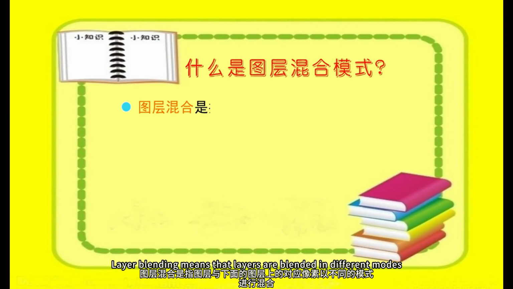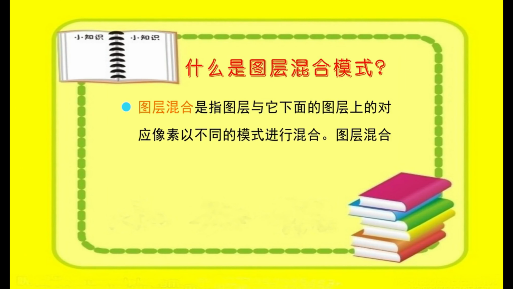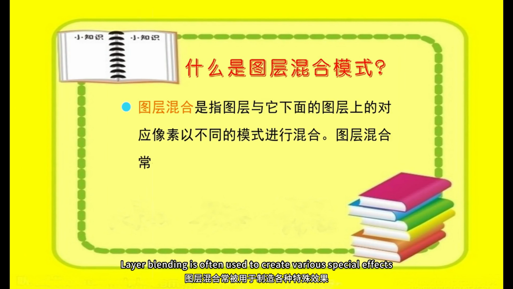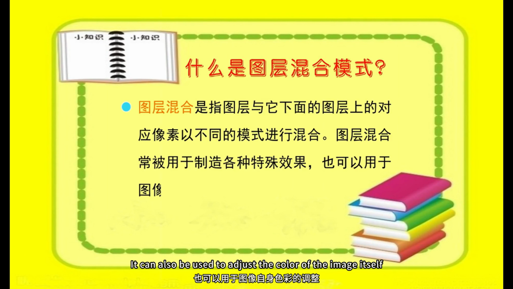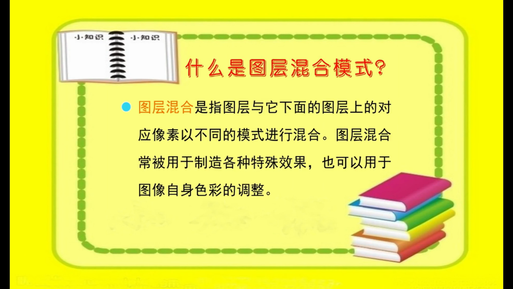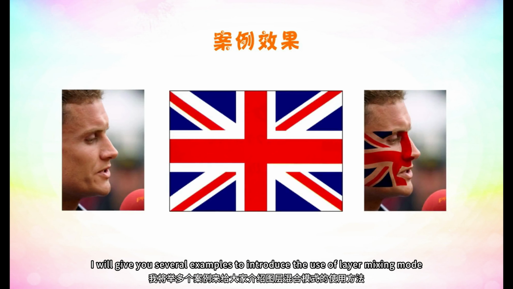Layer blending means that a layer is blended with the corresponding pixels on the underlying layer in different modes. Layer blending is often used to create various special effects. It can also be used to adjust the color of the image itself. I will give you several examples to introduce the use of layer blending mode.